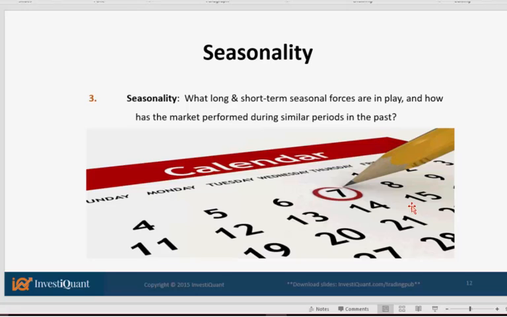You get institutional flows coming in from 401ks being funded. And I'm going to go through a seasonality example in a little while. Also, certain times of the year the market tends to do better than others. And there are also long-term seasonal cycles that some people take into account, and that we take into account in some of our models as well.